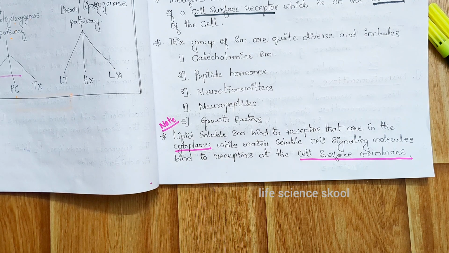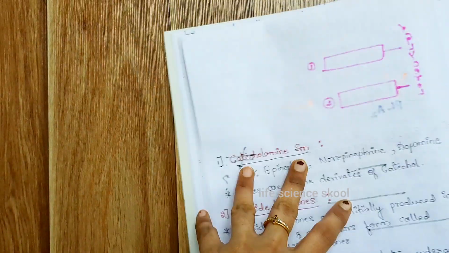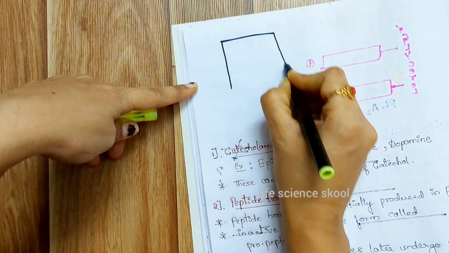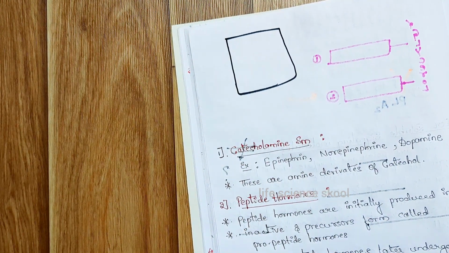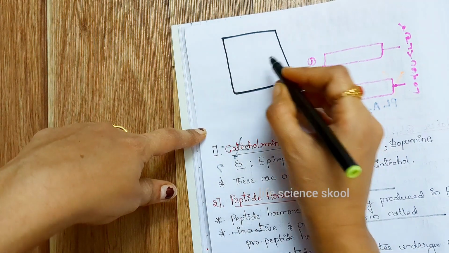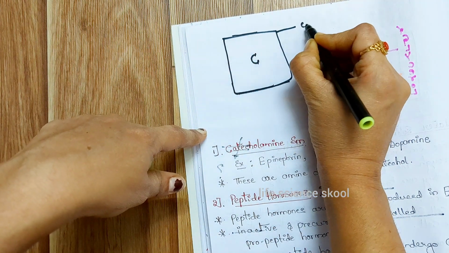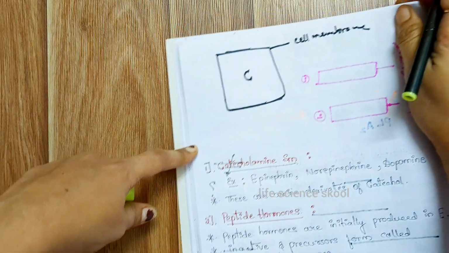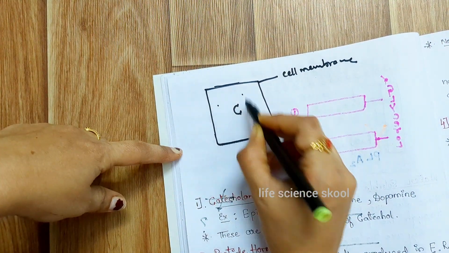So to help you understand, we'll just draw a simple diagram here. Think this is a cell. Our body is made up of cells, the building block of the body, right? This cell is surrounded by a membrane called the cell membrane, and inside we know this is the cytoplasm.